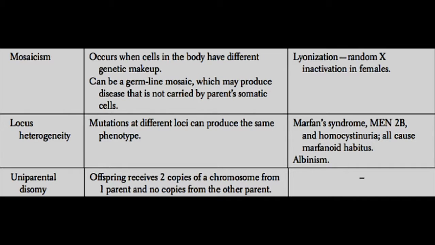Uniparental disomy is a situation in which both copies of a chromosome come from a single parent. In other words, a recessive disease that mom is a carrier for, but dad does not have, can still be expressed if, for whatever reason, both diseased alleles came from mom during the fertilization of the egg.